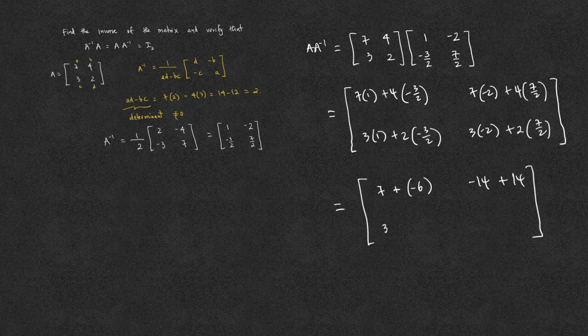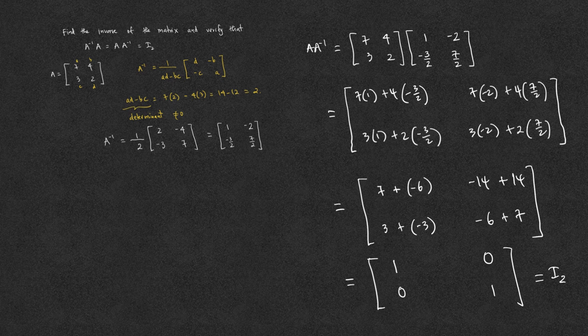3 times 1 is 3. 2 divided by 2 is 1, and 1 times negative 3 is negative 3. 3 times negative 2 is negative 6, plus 2 over 2 canceled out. We end up with 7 plus negative 6, which is 1. Negative 14 plus 14 is 0. 3 plus negative 3 is 0. And negative 6 plus 7 is 1. So yes, this is the 2 by 2 identity matrix, and we verified that the matrix that we found is indeed the inverse of the given matrix.